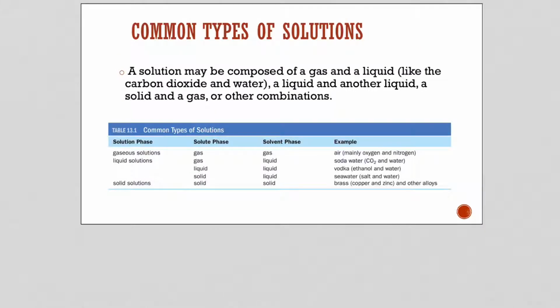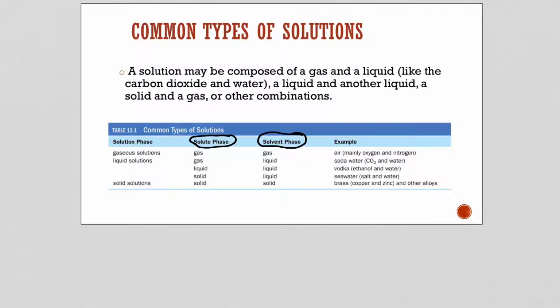Now, solutions can come in different forms, where our two parts of a solution, which we'll define in a second, are what we call the solute. Right? The solute is what is dissolved into something. So this is what we commonly refer to as the minor component. And the solvent, right, which is the major component. And whatever the phase of the solvent is, that'll be the phase that the solution takes on. So this can come in different forms.